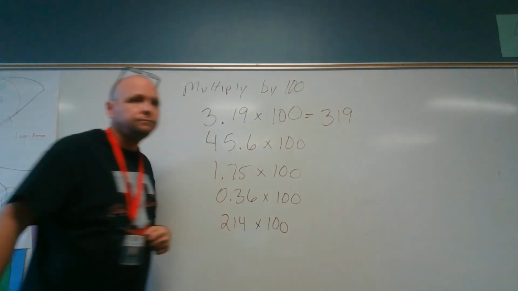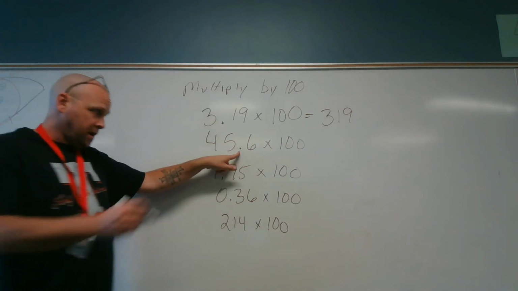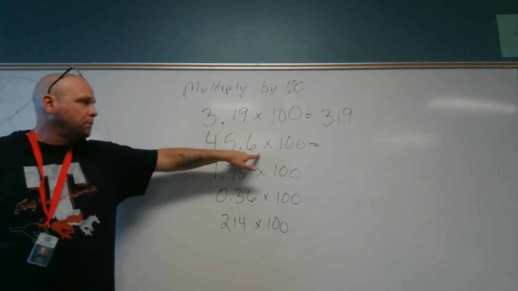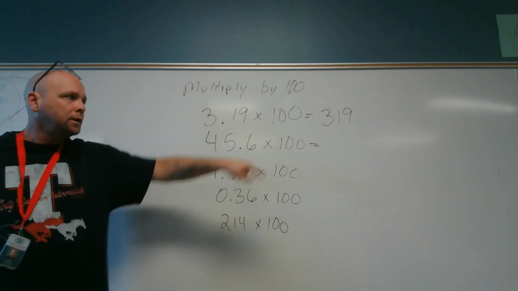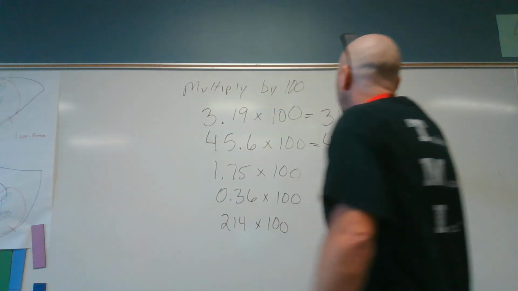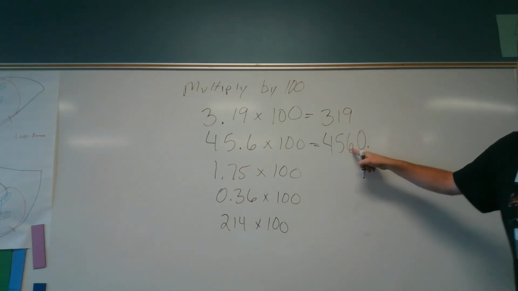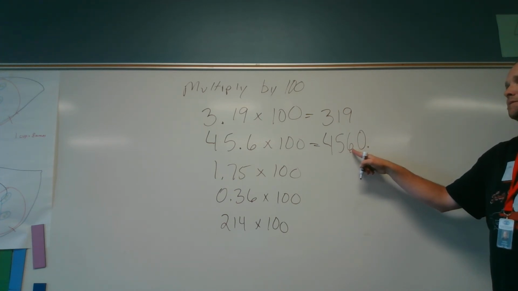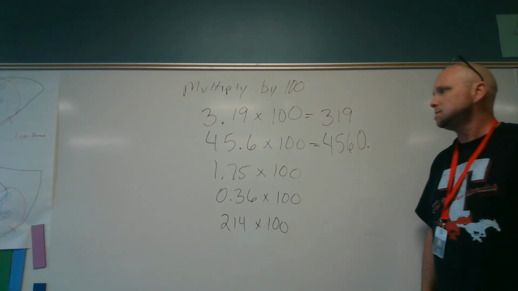Here, I'm multiplying by 100. 45 and 6/10 times 100. If I move it once, there's nothing behind it, so I have to add a 0 and put the decimal point behind the 0. Otherwise, if I leave it there, I've only moved it once, and on my paper it would say 45 and 6/10 times 10 is the same as 45 and 6/10 times 100, which doesn't make any sense.